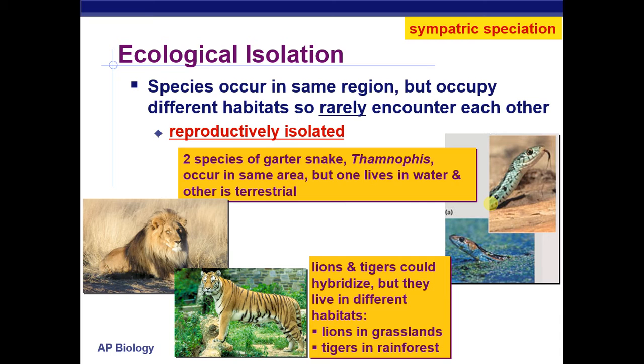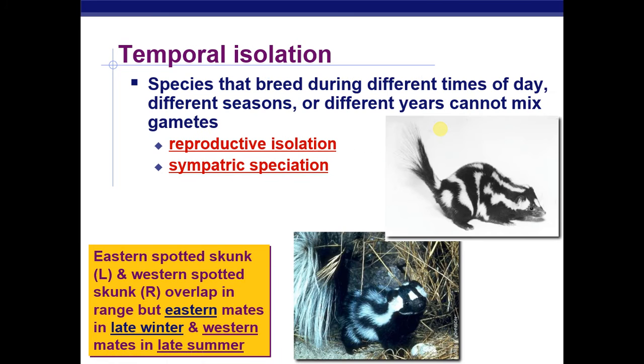Back to our liger example, what led to lions and tigers becoming different species is that they can hybridize, but they don't live in the same habitats. Lions live in grasslands and tigers live in rainforests, and so they have no reason to ever meet. Ecological isolation is an example of sympatric speciation. There's not a physical barrier impeding them.